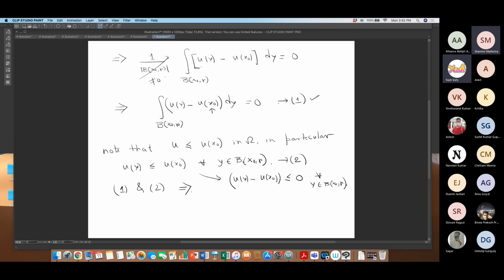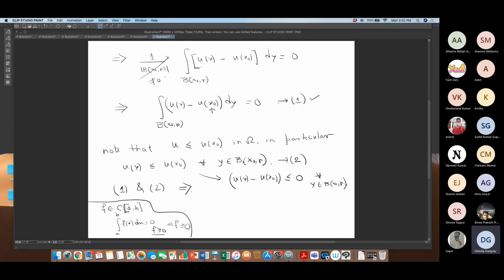Yeah, because you remember, if f is a continuous function on the closed interval [a, b], the integral from a to b of f(x) dx equals 0, and f is non-negative, this implies f is identically 0. Yes, just the neighborhood property of continuity. U is continuous because U is a harmonic function. That means U is a C infinity function. In particular, U is a continuous function.